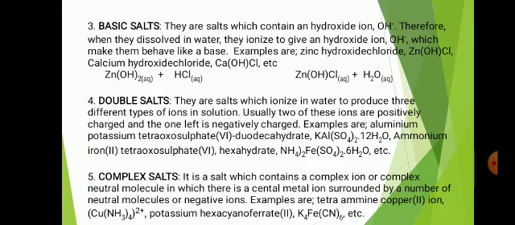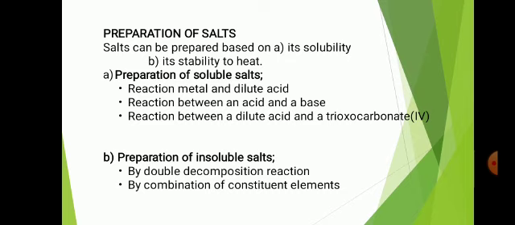dilute acid. When a metal reacts with a dilute acid, the metal will displace the hydrogen ion in the dilute acid to give us a salt of the metal. A good example is the reaction between zinc metal and hydrochloric acid. When zinc reacts with hydrochloric acid, it will displace the hydrogen ion in the hydrochloric acid to give zinc(II) chloride plus hydrogen gas, which is given off.